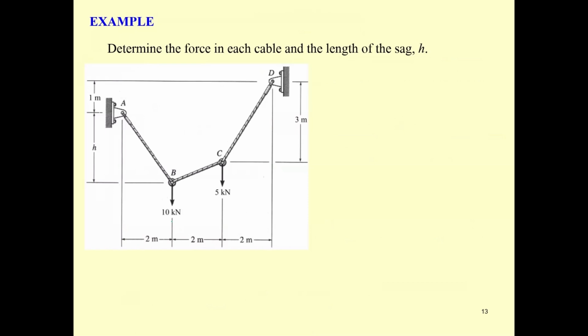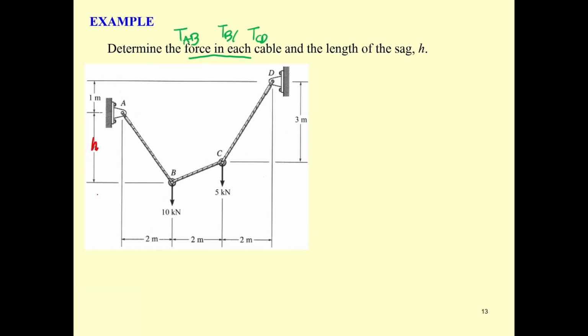Now, following the example, the cable in our study is going to be a statically determinate cable. That means the free body diagram should be drawn and the equations of equilibrium used to solve for the unknowns. For this one, they ask us to determine T sub AB, the force in this cable, T sub BC, the force in this cable, and T sub CD, and also the distance H here.